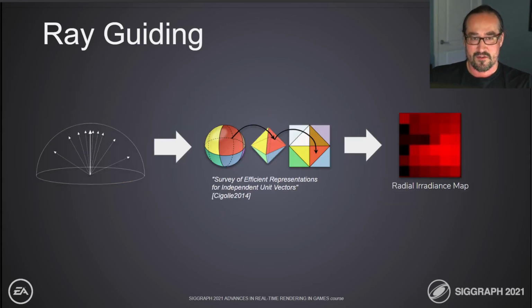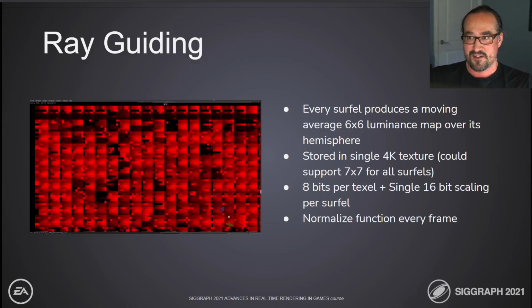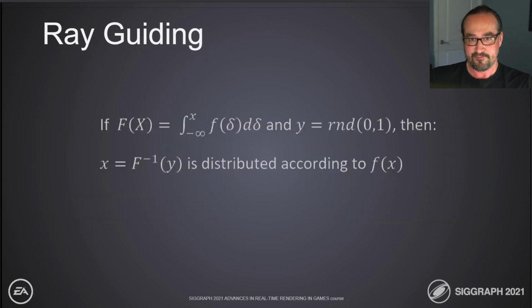But we don't really want to construct a quad tree every frame for every surfel. So what we do is we map the hemisphere to a quad where we track irradiance in directions instead. The visualization on the left here is just a small subset of a number of surfels updating their irradiance maps. The size of the map is configurable, but for most applications we use 6x6 texels. We use 8 bits per component plus a single 16-bit scaling value per surfel. We normalize the entire function after each iteration.